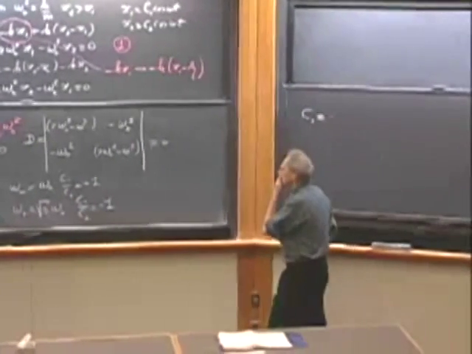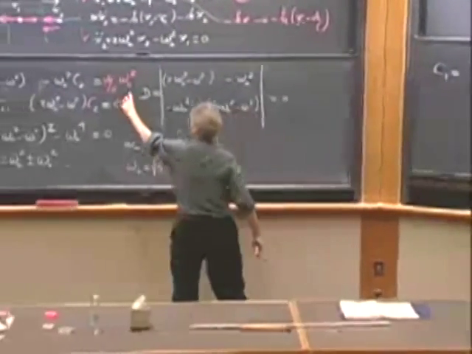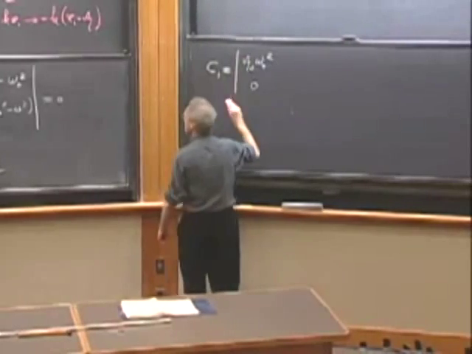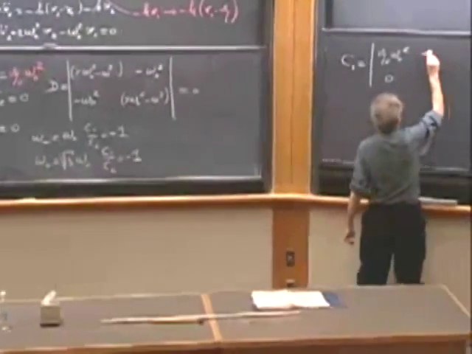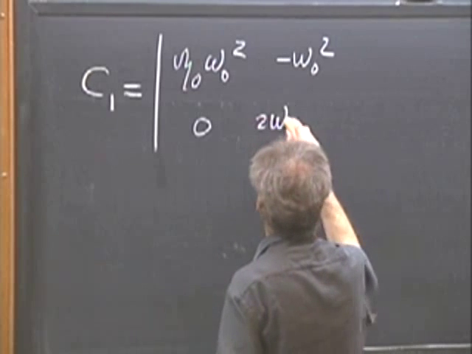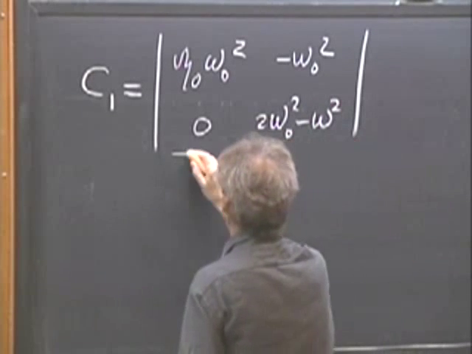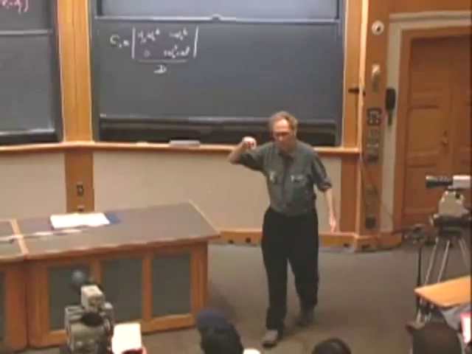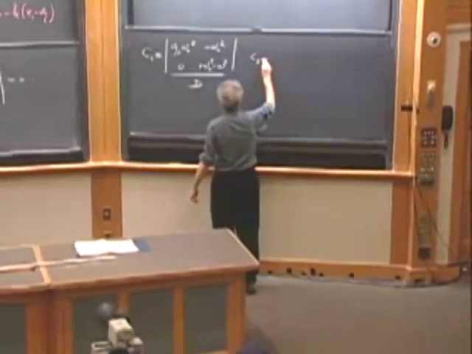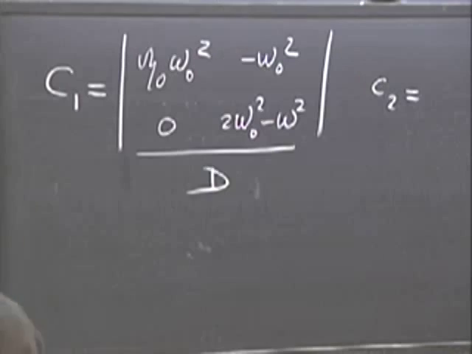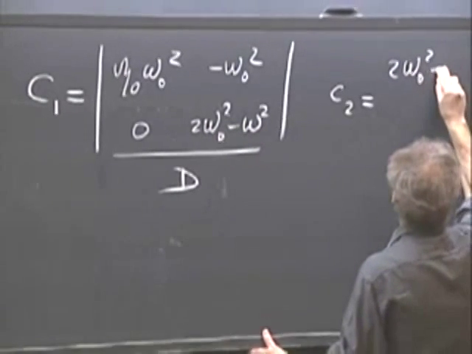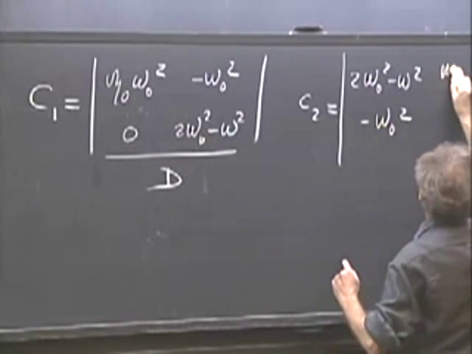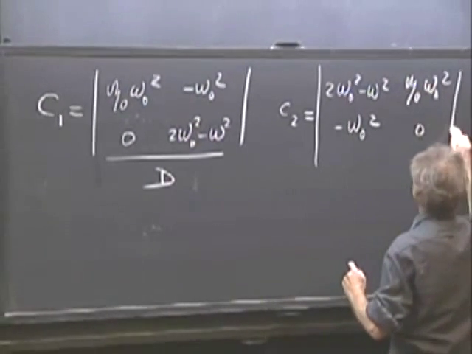So C1 now, using Cramer's rule, this now is my first column, eta 0 omega 0 squared, 0, and this now becomes my second column, minus omega 0 squared, and I get here 2 omega 0 squared minus omega squared, divided by d. If I pick a random value for omega, d is not 0. D is only 0 at those 2 resonance frequencies. And then C2 becomes, so the first column is like this. That is 2 omega 0 squared minus omega squared, minus omega 0 squared. And now the second column becomes eta 0 omega 0 squared and a 0, divided by d.